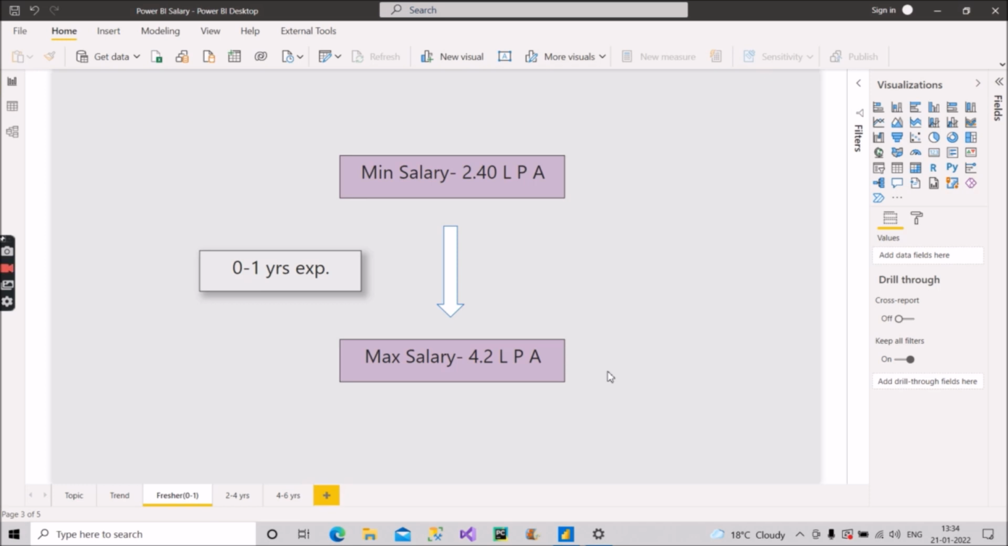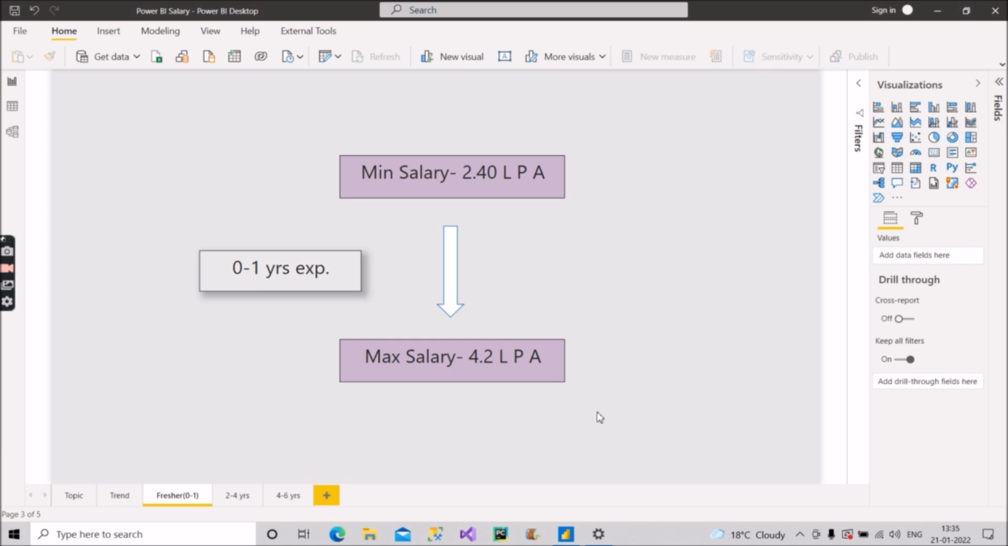Which companies offer this much to a fresher? These are all analytics-based companies, most of them startups focused on data and analytics. The service-based companies are offering a minimum salary of 2.40 LPA, and the analytics-based companies are offering a maximum of 4.2 LPA. So if you are a fresher, you should target these startups or analytics-based companies, and only then will you get a decent salary in India as a fresher in a Power BI role.